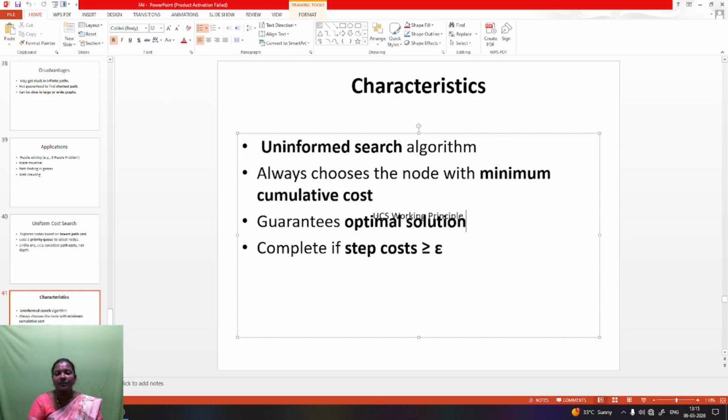Complete if step cost is greater than or equal to lambda. It is a complete algorithm when a certain condition is satisfied. The condition is that step cost is greater than or equal to lambda. So here it may be complete, and it may provide an optimal solution.